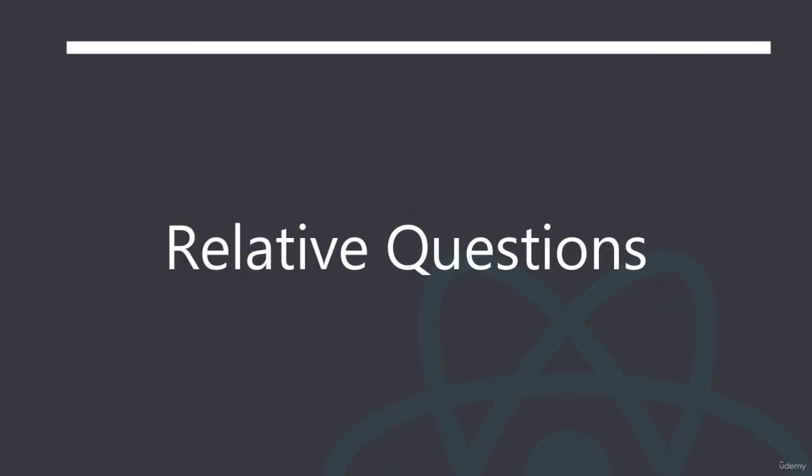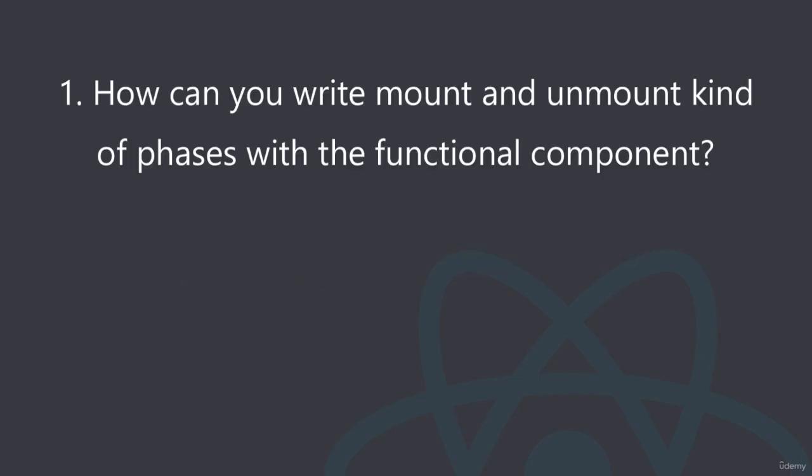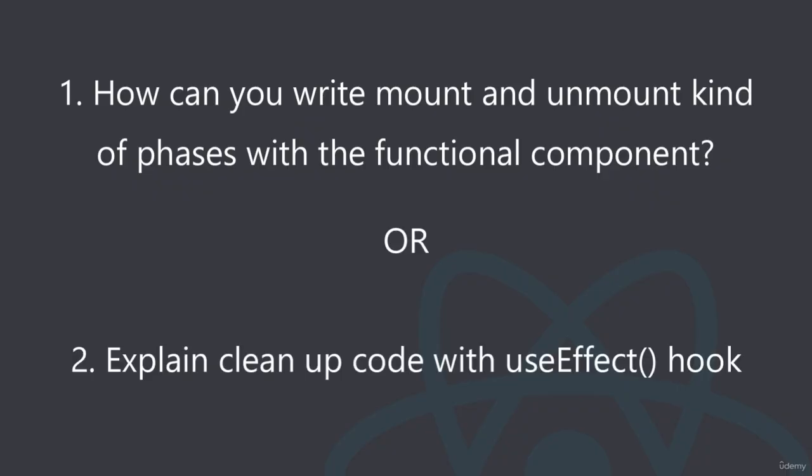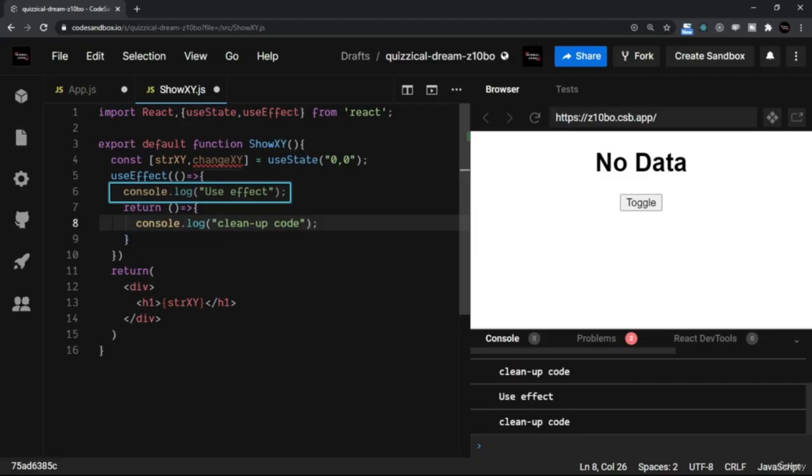So let's talk about related questions. The first question is, how can you write mount and unmount kind of phases with the functional component, or explain cleanup code with useEffect hook? So for mounting, we write it like this. For unmounting, we have to return this function inside the useEffect, and that is executed when the unmount phase is fired.